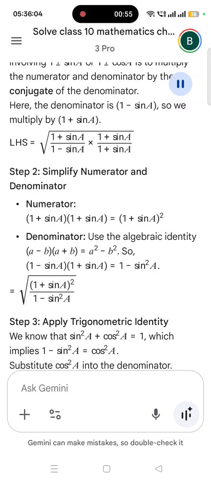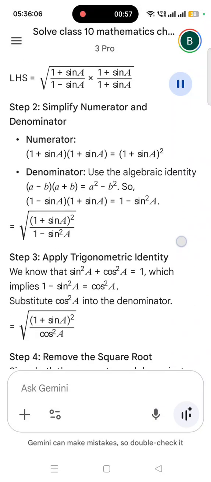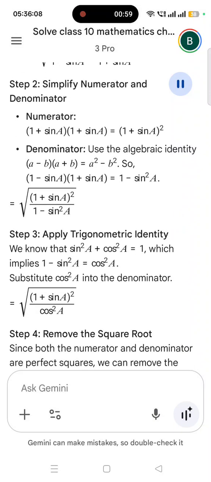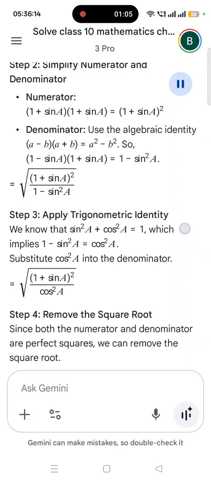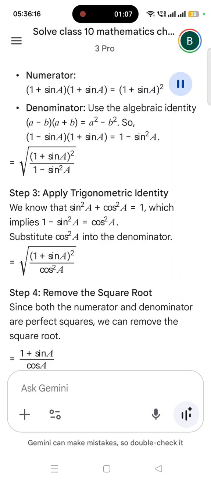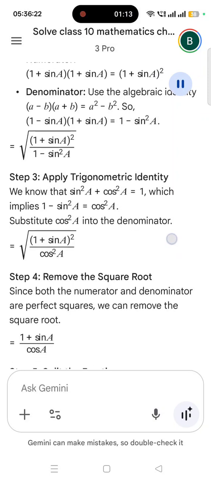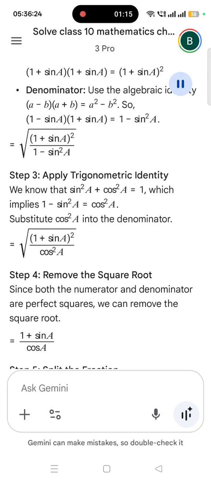Step 2. Simplify numerator and denominator. Numerator, (1 plus sin A)(1 plus sin A) equals (1 plus sin A) squared. Denominator. Use the algebraic identity (a minus b)(a plus b) equals a squared minus b squared. So, (1 minus sin A)(1 plus sin A) equals 1 minus sin squared A.